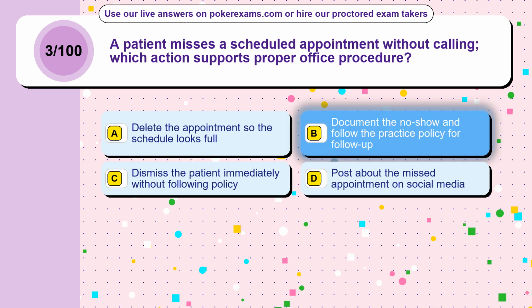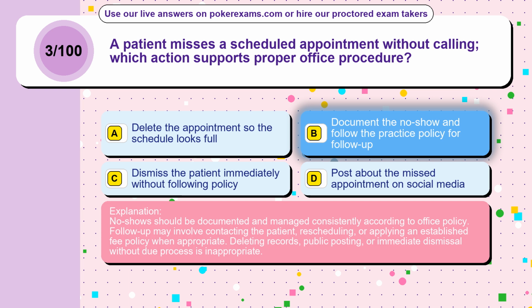The correct answer is option B. Document the no-show and follow the practice policy for follow-up. No-shows should be documented and managed consistently according to office policy. Follow-up may involve contacting the patient, rescheduling, or applying an established fee policy when appropriate. Deleting records, public posting, or immediate dismissal without due process is inappropriate.